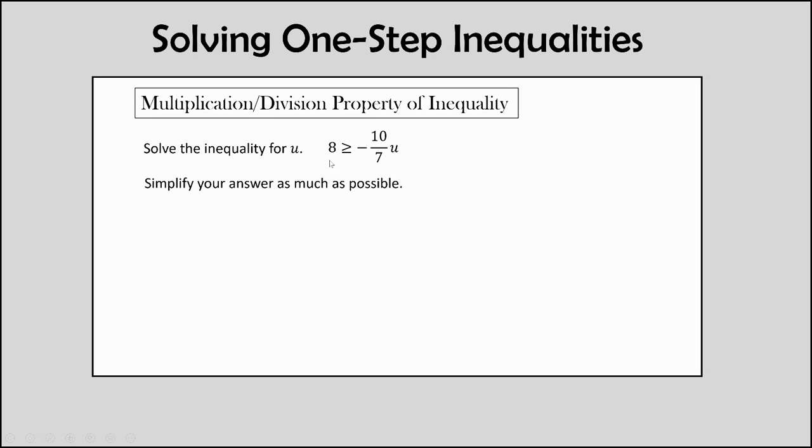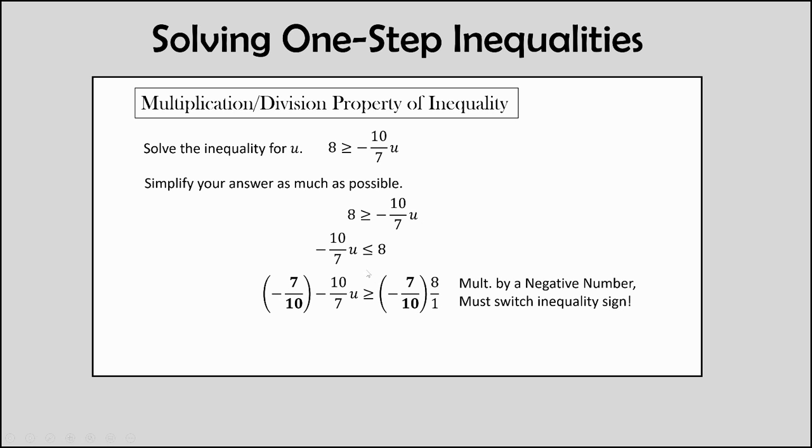One more. 8 greater than or equal to -10/7 u. Okay. I want the variable term on the left. So I'm going to switch sides, which makes me switch the inequality. Now I want to make the u's coefficient, which right now is -10/7, I want that to be a +1. So I'm going to multiply each side by -7/10, the reciprocal of this. See, a negative times a negative over here is positive. The 7s, the 10s cancel. That gives me +1. Because I'm using a negative number to multiply on both sides, I've got to switch the inequality sign.